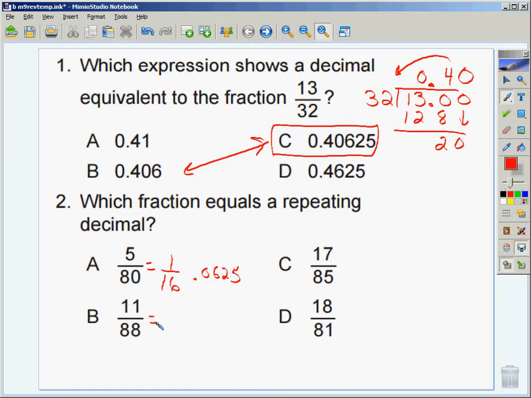11 over 88 would simplify to 1 over 8, which is 0.125. 17 over 85 would simplify to 1 over 5, which is 0.2. 18 over 81 is the same as 2 over 9, which is 0.2 repeating, which is why D is the correct answer.